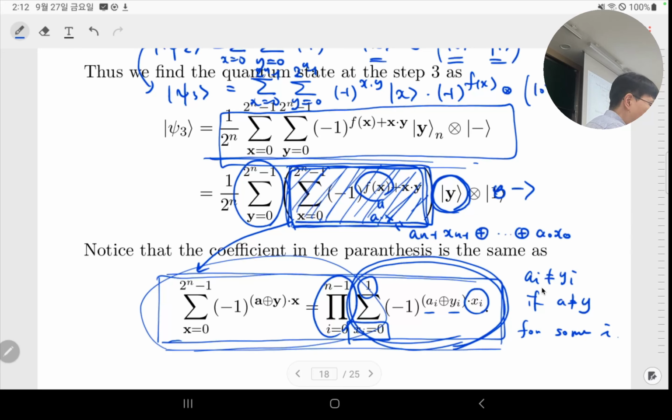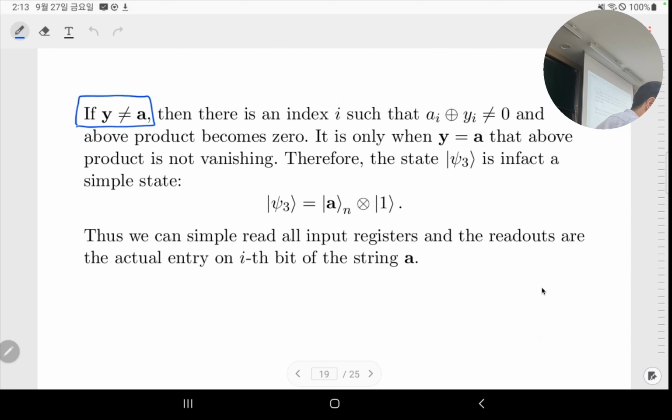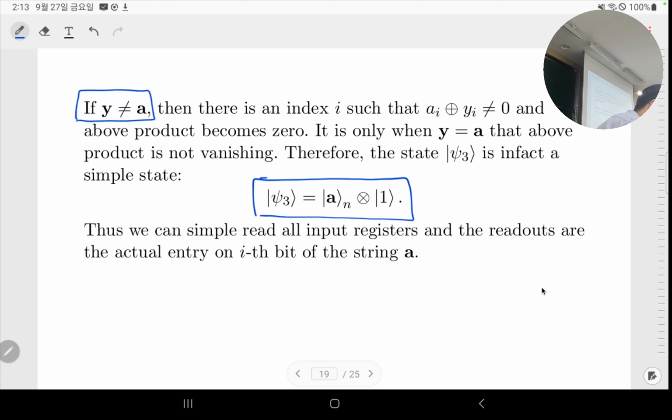Okay? So if you have a 0 coefficient, that means you don't have that state. It just vanishes. So even though the formula seems like you have all the states from 0 to 2 to the n minus 1, it turns out that except for the state A, everything vanishes. You only have A. Okay? You only have A. So that's what it says.